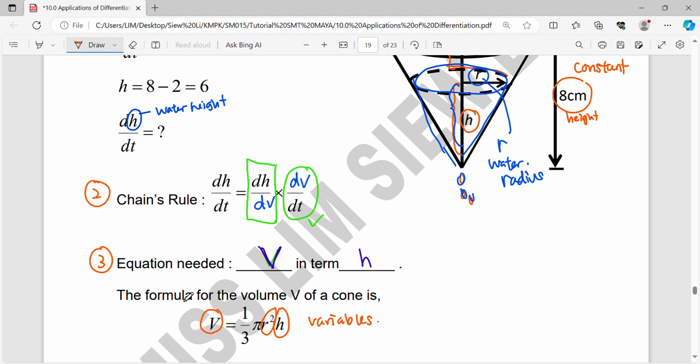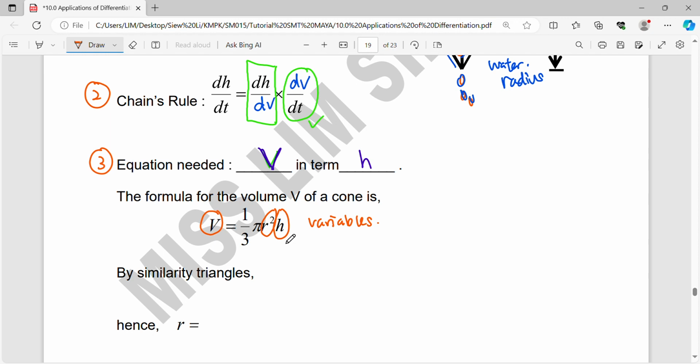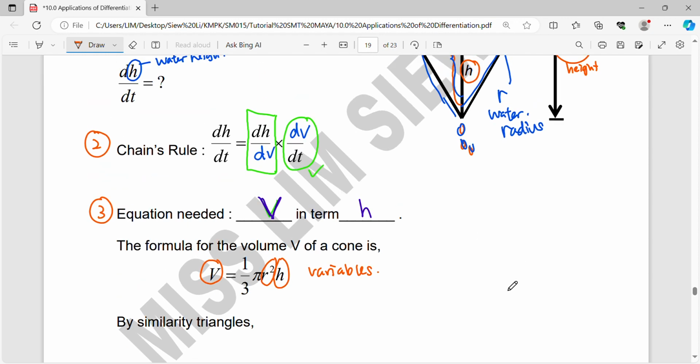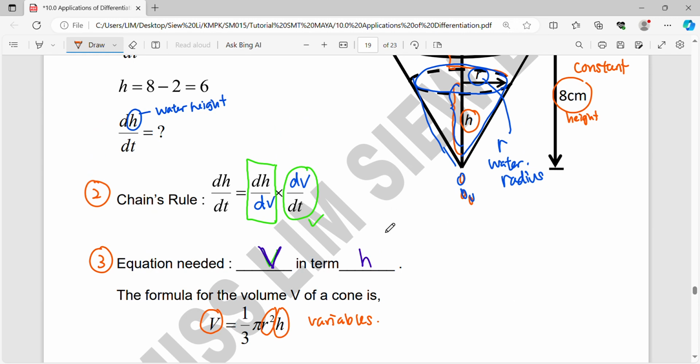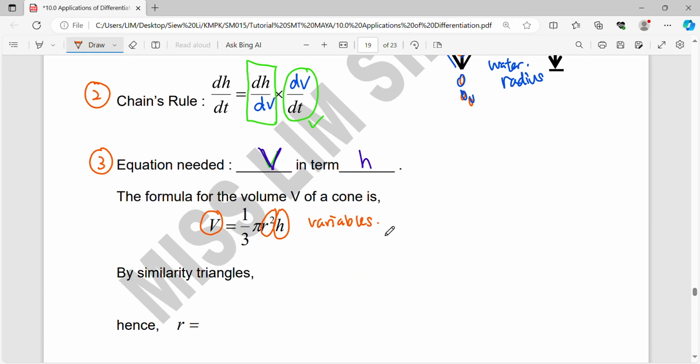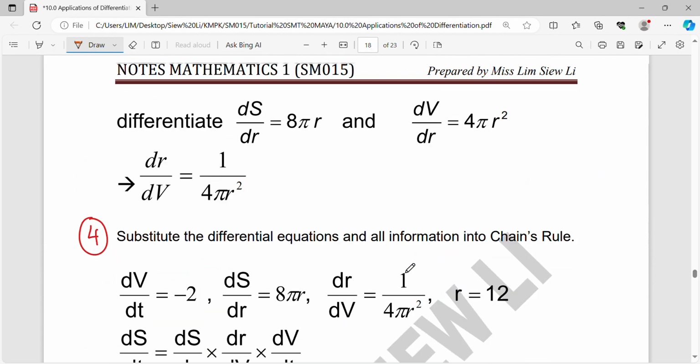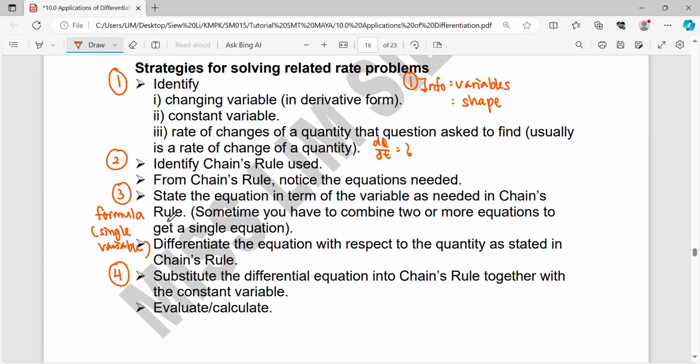So in step number 3, the equation we have here is volume in terms of h only. So our volume is in terms of two variables, and we want to form the formula into a single variable. As we have two variables together, we can't differentiate this. So we have to use another related equation to form our formula in a single variable. That is what we mean by step number 3, finding the formula in a single variable.